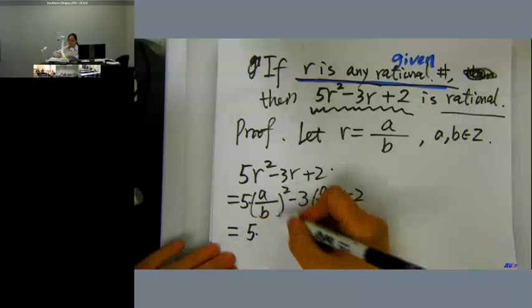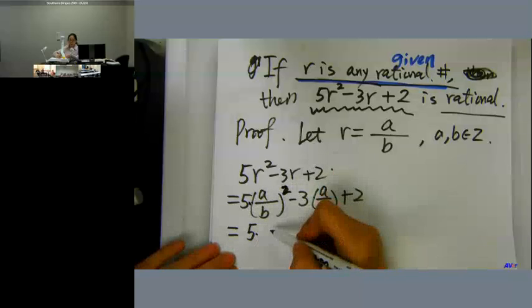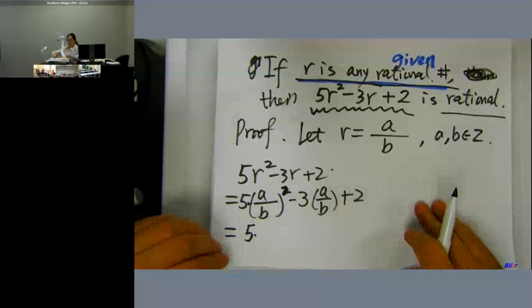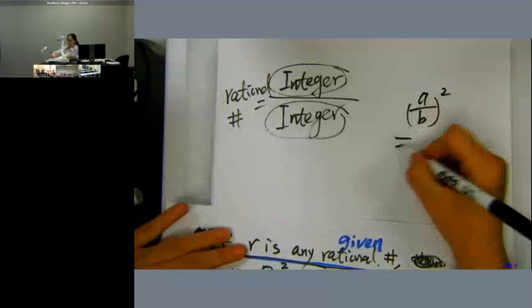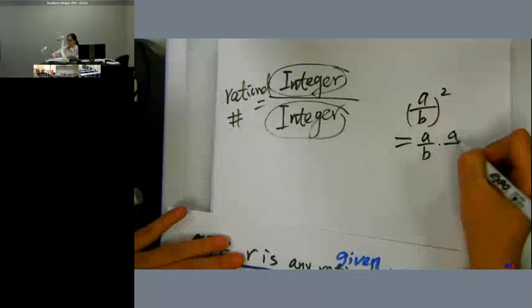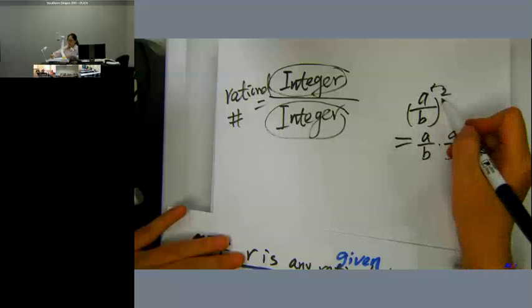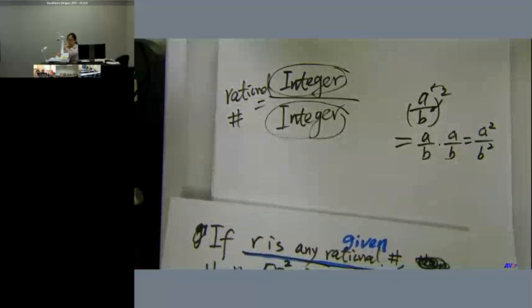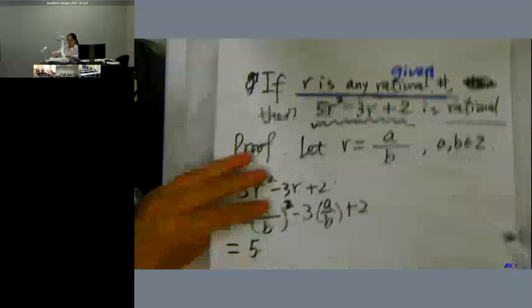How do we do (a over b) squared? It's a squared over b squared, right? You can either do it by definition, where (a over b) squared means multiply 2 copies of a over b, and you get a squared over b squared. Or you can use one of the exponential rules you learned in algebra class or calculus class, and get a squared over b squared.